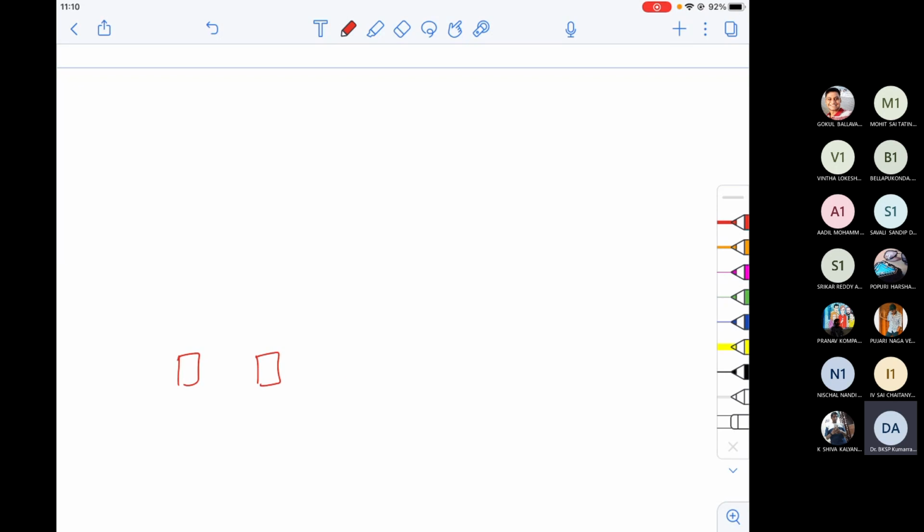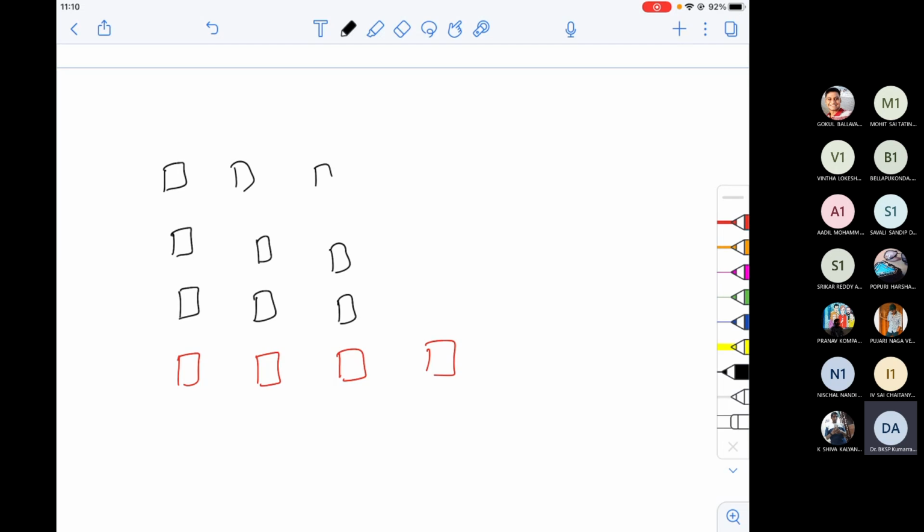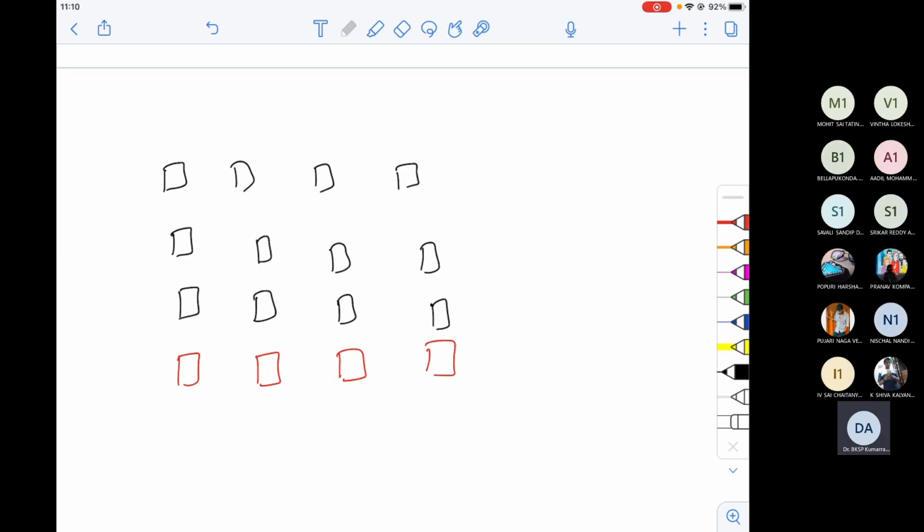So 1, 2, 3, 4 inputs. I assume that I have 4 inputs. Let me change the color. And this is hidden layer 1, hidden layer 2, maybe hidden layer 3. This is hidden layer 1, hidden layer 2, hidden layer 3, again hidden layer 1, hidden layer 2. I'm just using different shapes, but it's okay, it's some representation. And finally, we'll have the output layer. And these will be connected.